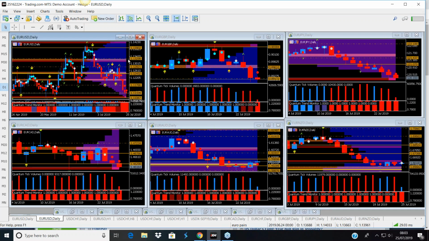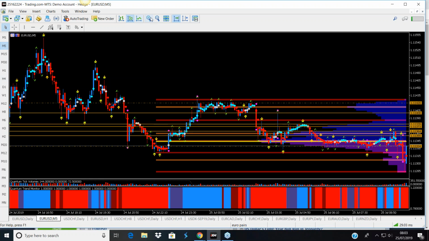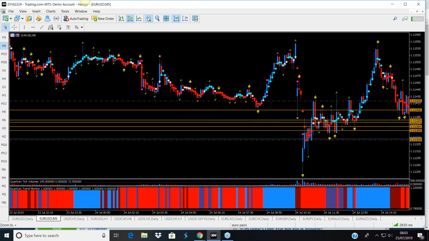So when we come down to the faster time frames, let's have a look. Let's have a look at the 5-minute chart here. Let's have a look. Oh, going the other way.